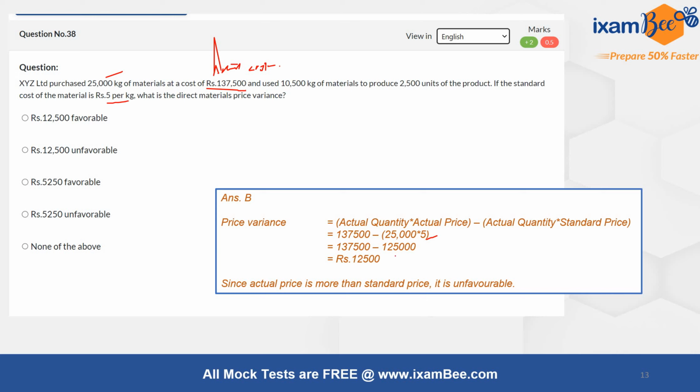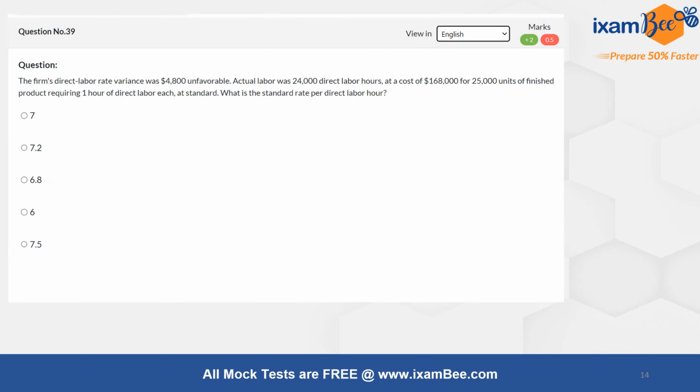So I will calculate that. 1,37,500 minus 1,25,000 gives me 12,500. Now this number is positive, which means the actual cost is more than the standard cost. Given that fact, this is unfavorable because my actual cost is more than my standard or the budget cost that I wanted to incur. So that's why my answer is B, 12,500 unfavorable.